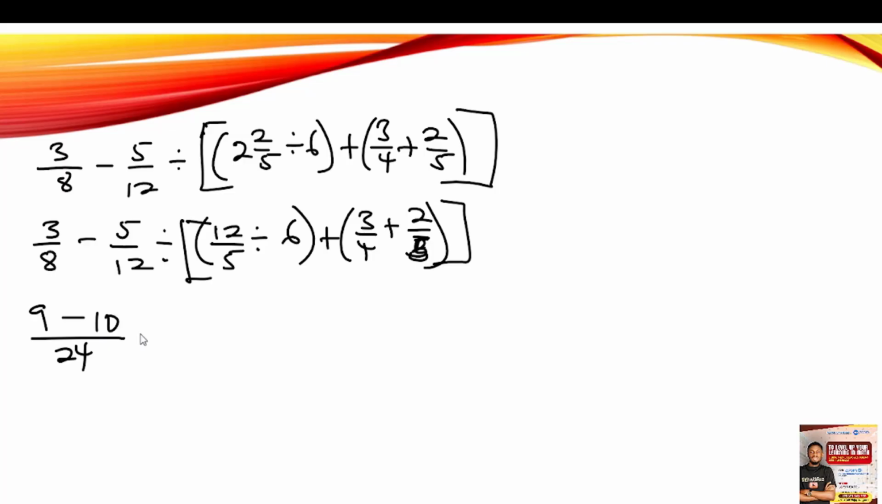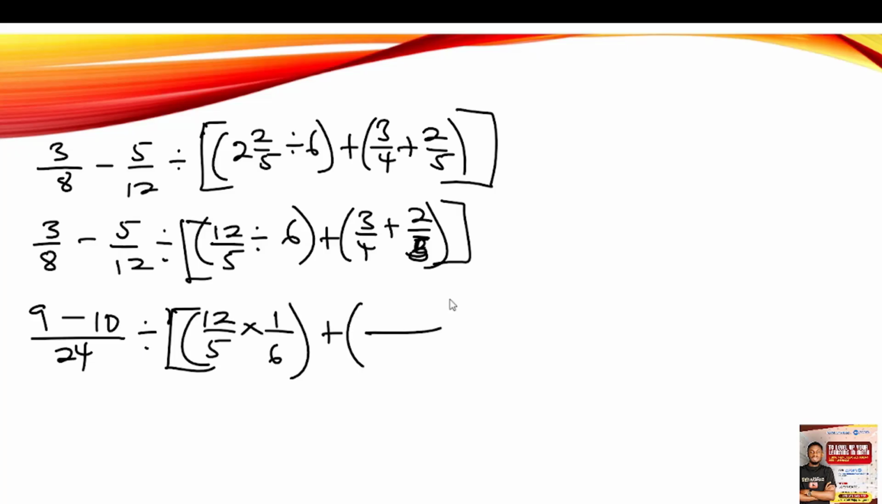Divided by, bracket opened. This one is 12 on 5 times, then I'll reciprocate this one. I'll get 1 on 6 plus, here too I will find an LCM, and that is 20. So 4 goes into 20 5 times. 5 times 3 is 15. 5 goes here into 20, 4 times. 4 times 2 is 8.